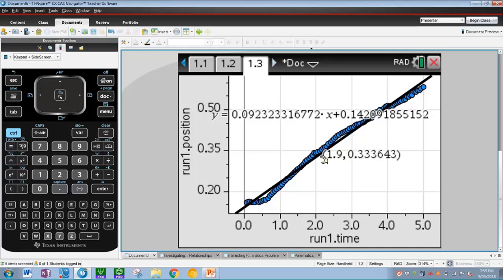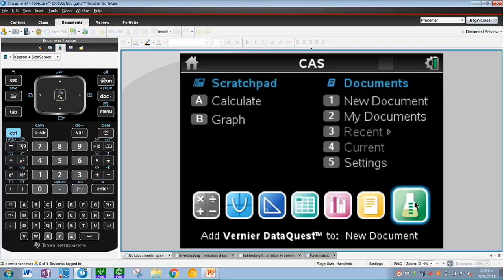Okay, so what I want to do now is do a data match, like I was saying before.